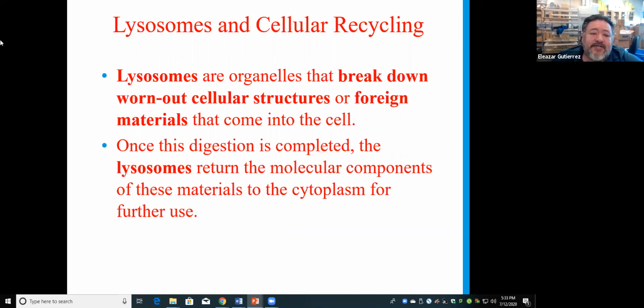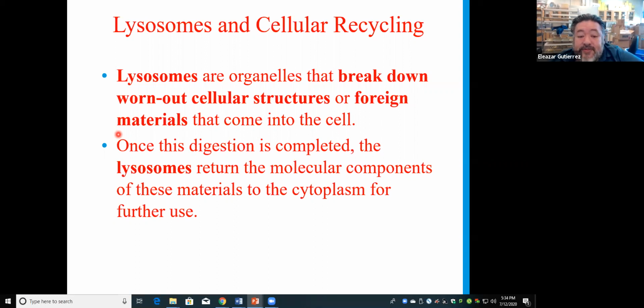Lysosomes. Oh my gosh, these guys are so important. These are organelles that break down worn out cellular structures or foreign material. So if you have a question on an assessment, just hinting, and it's asking, hey, this thing is supposed to break things down and get rid of them, chances are the answer is lysosome.